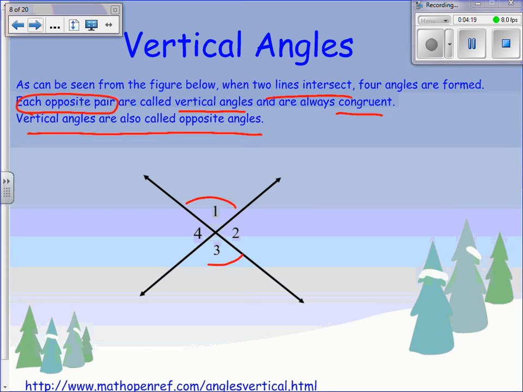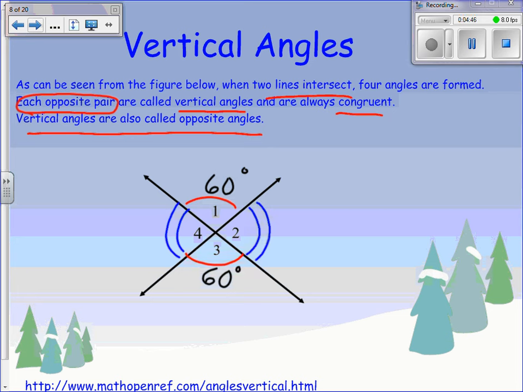Angle 1 is opposite angle 3, therefore they are vertical angles, and whatever the measurement is for 1, it will be the same for 3. So say, for example, this is 60 degrees, this will also be 60 degrees, not drawn to scale. Another pair of vertical angles is 2 and 4. You could actually find the missing pair, the measurement of each.